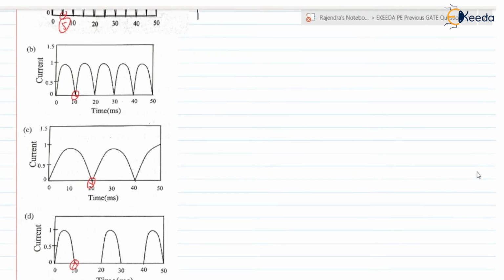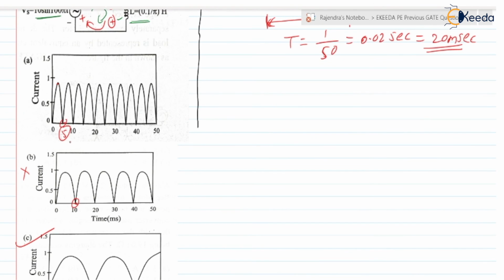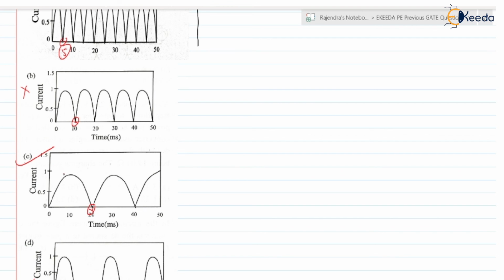So the correct option is option C, right? Here it is 10 milliseconds, so not correct. Here it is also 10 milliseconds, so not correct. Here it is 5 seconds, so it is also not correct. The correct option is option C. Is this clear? The inductor stores the energy, and again the inductor releases energy. Stores the energy, releases. Right?